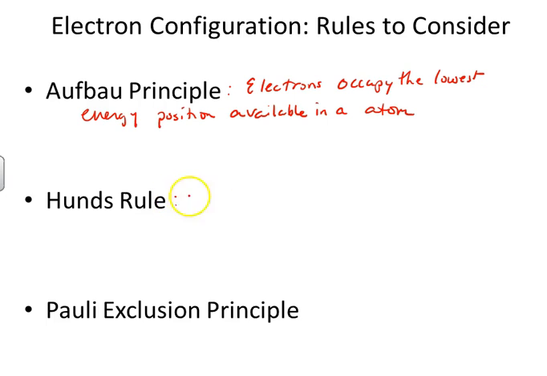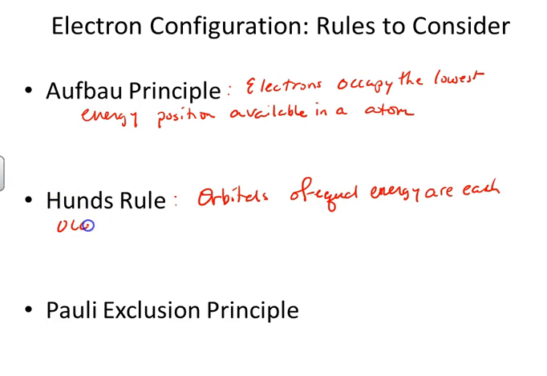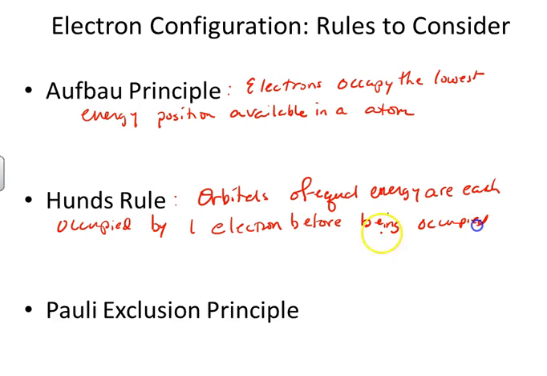Hund's rule states that orbitals of equal energy are each occupied by 1 electron before being occupied by a second electron.